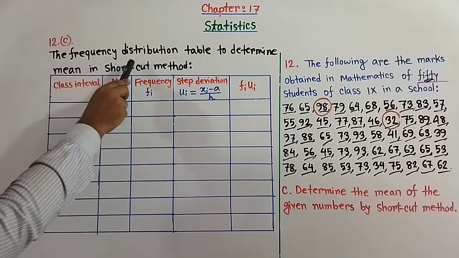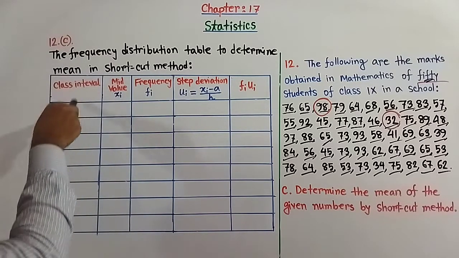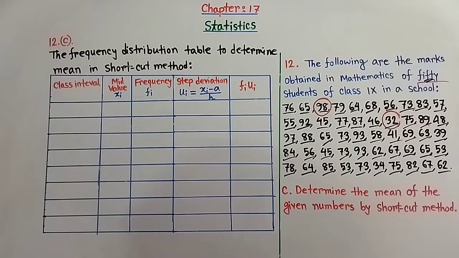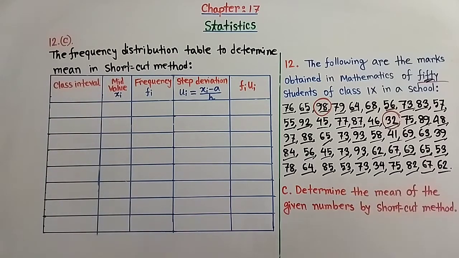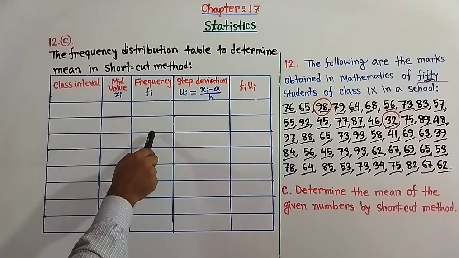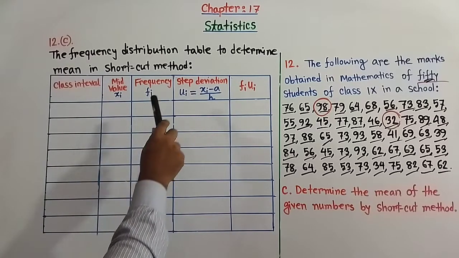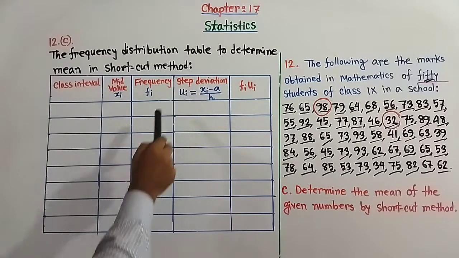Here is the frequency distribution table to determine the mean in the shortcut method. Here we have to draw a total of 5 columns. First column, class interval. Then the mid value of the class interval, which we denote as xi. Then frequency, which we denote as fi. Then step deviation, which we denote as ui.